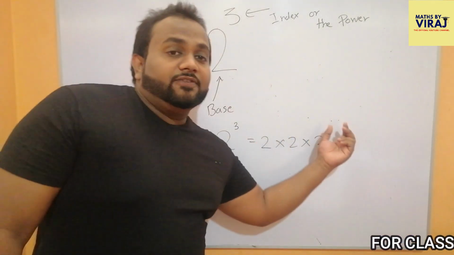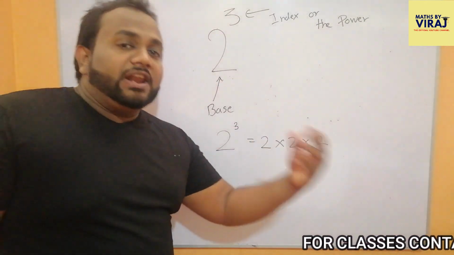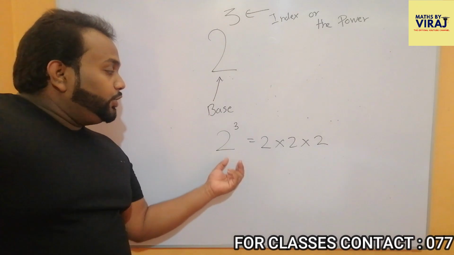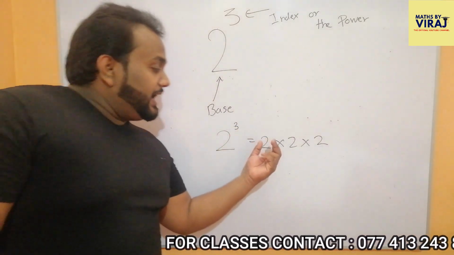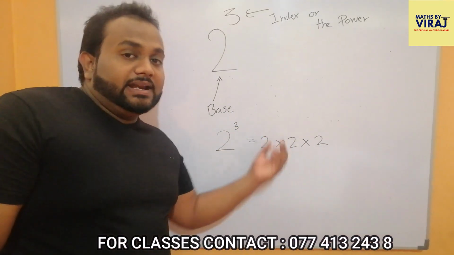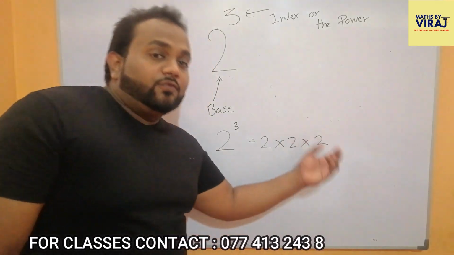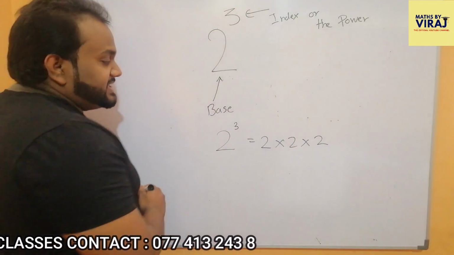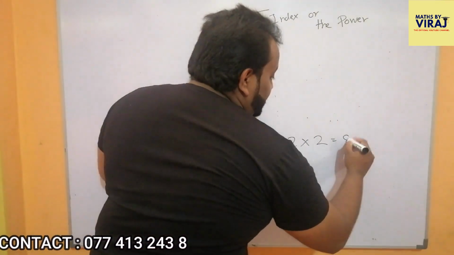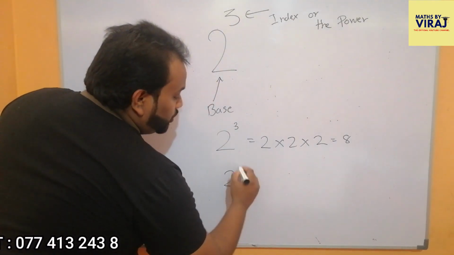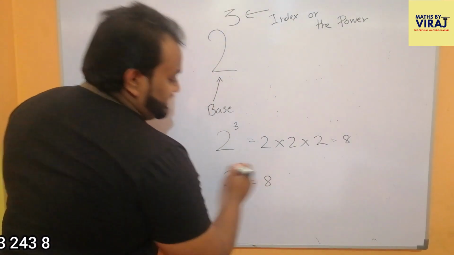And the numerical value that we can obtain is: 2 to the power 3 is when the number 2 is repeatedly multiplied by itself 3 times and gives us the answer 8. Therefore, we can say 2 to the power 3, the answer is 8.